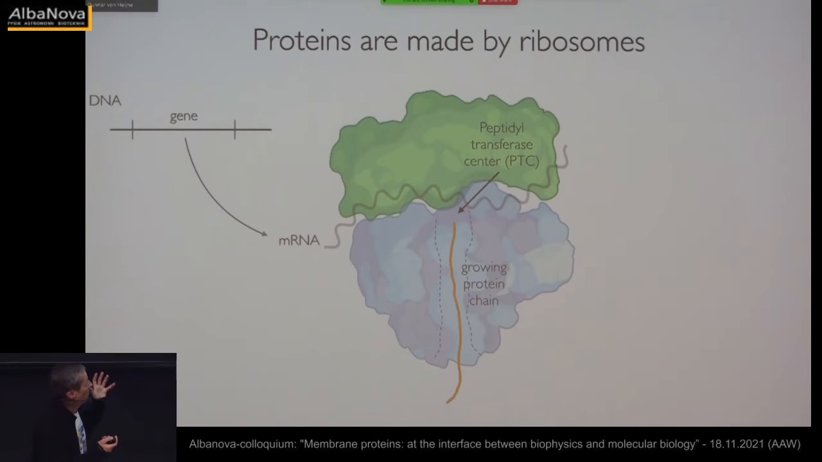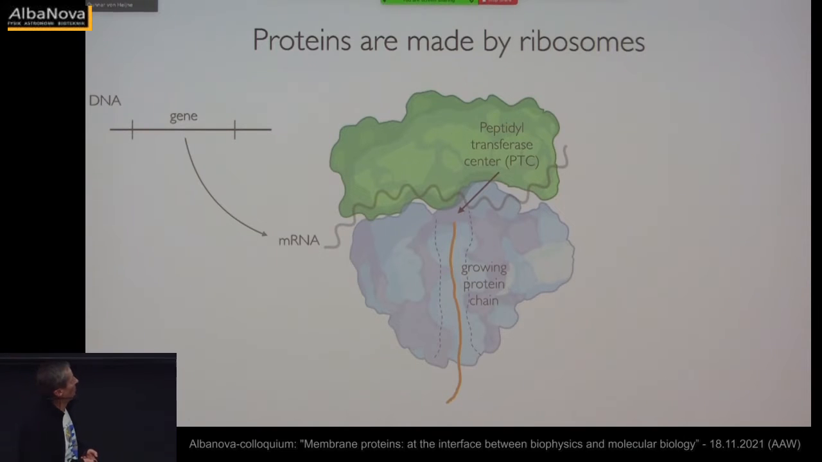So all proteins are made in this way. It's also indicated here, and this will become important, that the growing polypeptide chain actually initially goes through a long tunnel in the ribosome and only emerges from the ribosome here about 100 angstroms away from where the amino acids are polymerized. So this is how proteins in general are made.